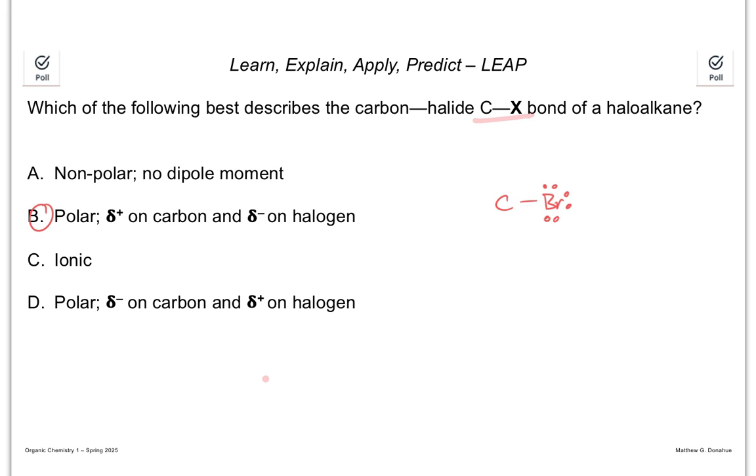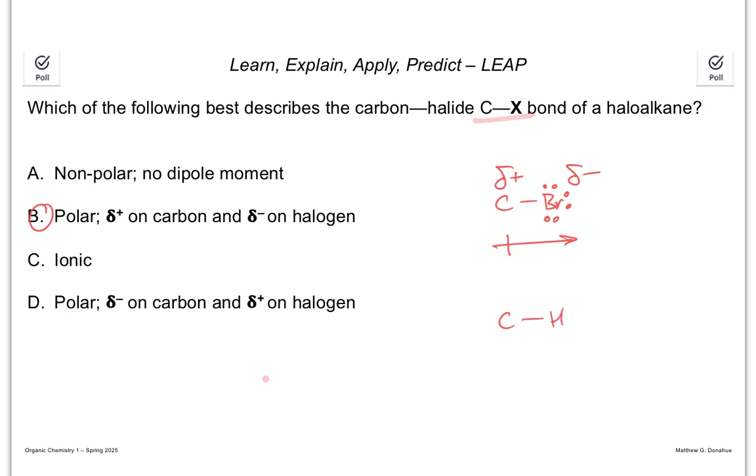Bromine has 3 lone pairs of electrons, so we can say it's delta minus. Carbon is therefore delta plus. And if we convert that into a bond dipole, we would draw a bond dipole like that. And so why is that important? Why is it different from sort of a CH bond?